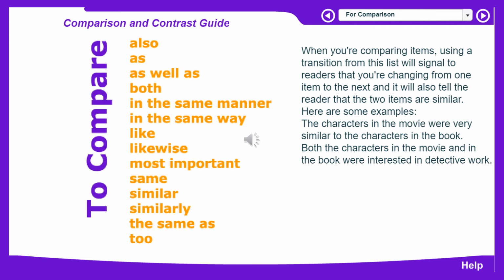Here's some examples. The characters in the movie were very similar to the characters in the book. Both the characters in the movie and in the book were interested in detective work. So to compare things, we would use also, as well as, both, in the same manner, in the same way, like, likewise, most important, same, similar, similarly, the same as, and too, meaning also.